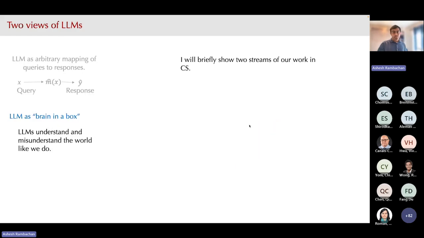But what I'll do over the next 15 minutes or so is highlight two streams of work that me and my group have been working on in computer science to try to directly evaluate this second claim. And then I want to come back after doing this to the question we started with: what can economists infer from benchmark evaluations?